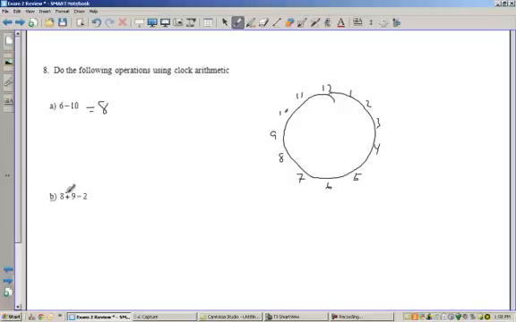And then the next one, I have 8 plus 9 minus 2, so order of operations. It doesn't really matter which one I do first, so I'll start with the plus. So 8 plus 9, so I start at 8, and I add 9. Now since I'm adding, I go clockwise. So 1, 2, 3, 4, 5, 6, 7, 8, 9. So that gets me to 5, and then I subtract 2. 1, 2. So it's equal to 3. And so it's pretty straightforward.